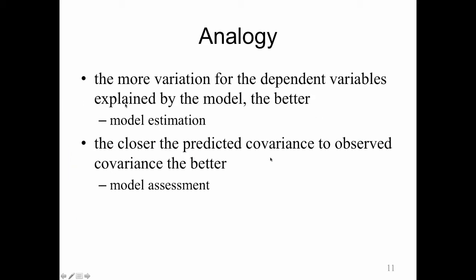So the analogy is not that dissimilar. Model variation for the dependent variables, we want to explain that a lot. That's how we begin the estimation process. Once we have that, then we ask if the model fits, and that's by looking at the covariance matrix. That's the model assessment part. So path analysis on its own really does sit halfway between what we know about ordinary least squares and where we're going with structural equation or latent variable analysis.